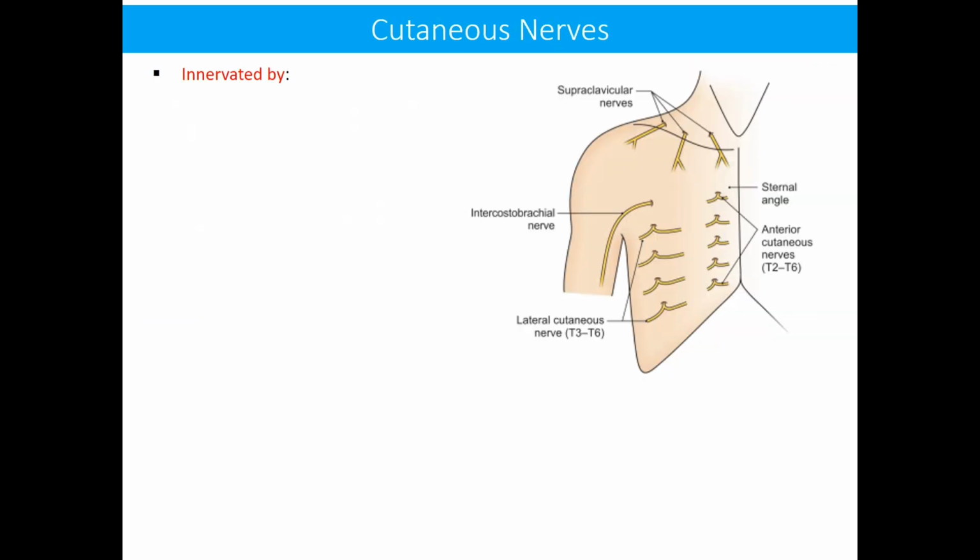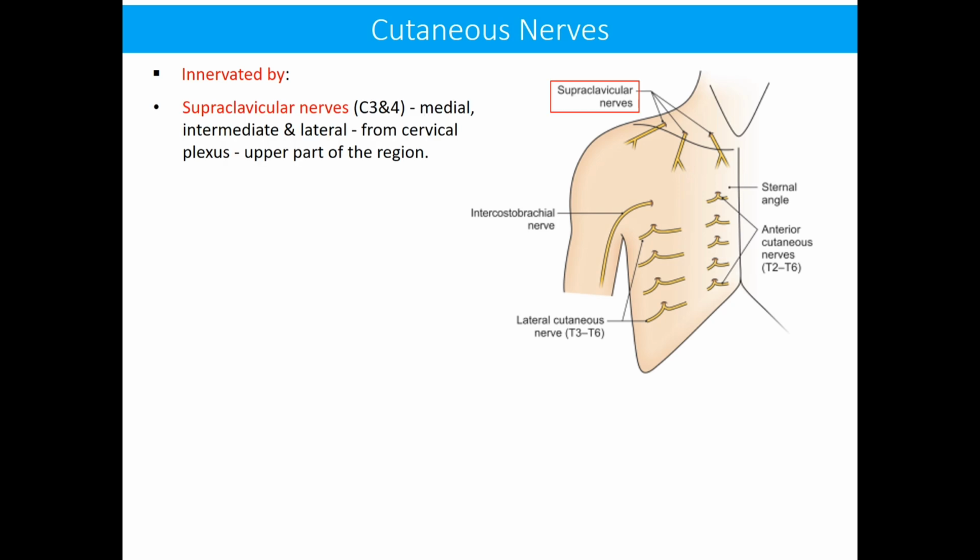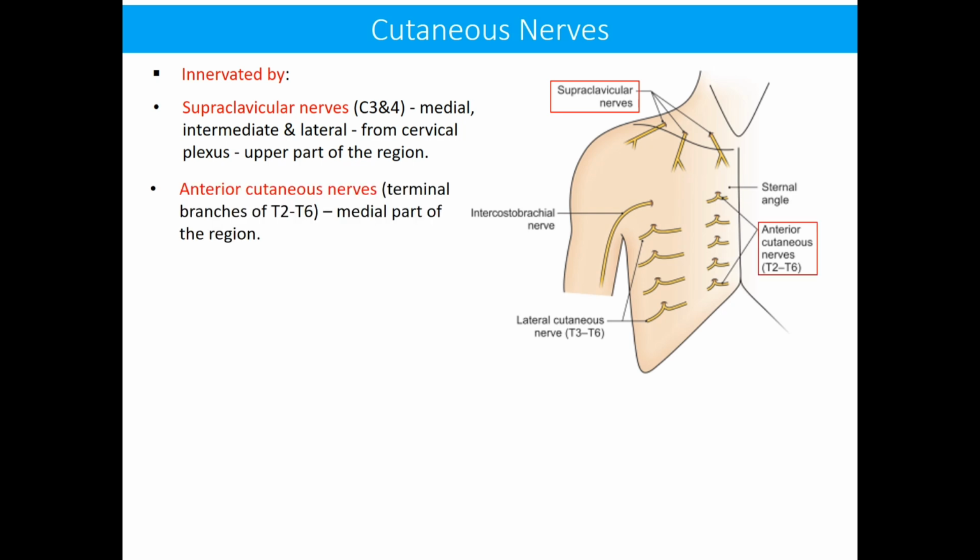Skin of the pectoral region is innervated by supraclavicular nerves, that is medial, intermediate, and lateral. From the cervical plexus, they supply the upper part of the region. Second group is anterior cutaneous nerves, which are terminal branches of thoracic second to sixth. They supply medial part of the region.